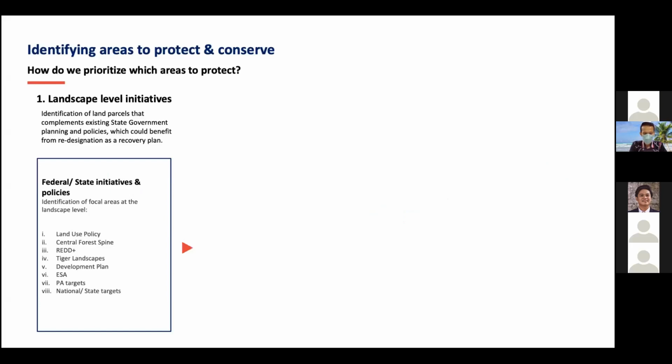So we can look at initiative at the landscape level. So for example, ini rancangan guna tanah, dasar-dasar negara atau negeri, master plan, plan induk, any kawasan sensitif ekologi, and also look at sasaran untuk mengembangkan kawasan perlindungan. We know that Malaysia has targets for setting up PAs. Are there any state targets as well? Last 2 weeks there was brought up what's our dasar to protect more areas.